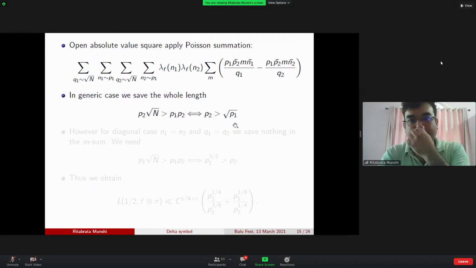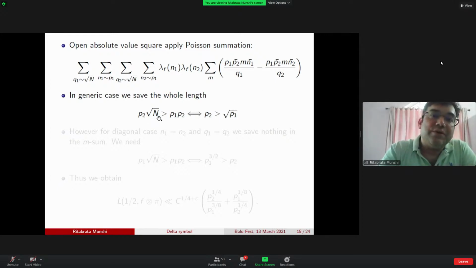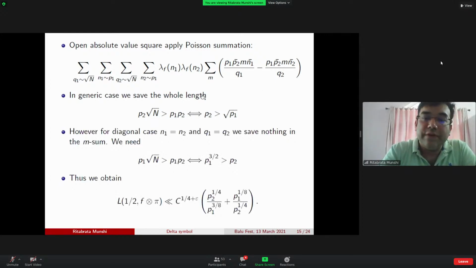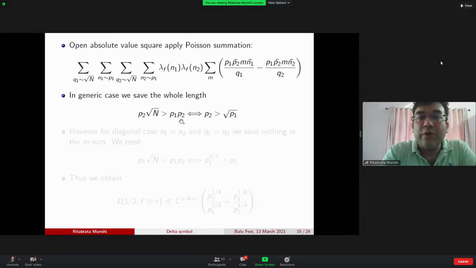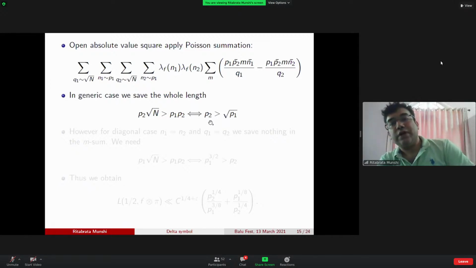And now if we apply the M sum, you can actually apply Poisson summation if you want. So the amount that you save is the whole length of summation. That's the whole length of summation of P2 square root of n, in the generic situation, and generic means that the terms are not too close. And the length gives you a sufficient saving if the length is larger than P1, P2, that's how much we need to save. So that happens if P2 is greater than square root of P1. So this is one part of the theorem, because recall that P2 had to be between square root of P1 and P1 to the power 3/2. So we say that the saving in the generic case, which is the off-diagonal case, is fine if my parameter P2 is larger than square root of P1.